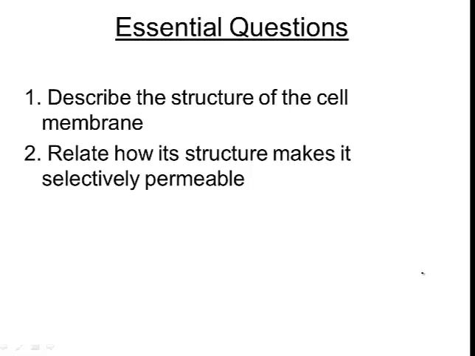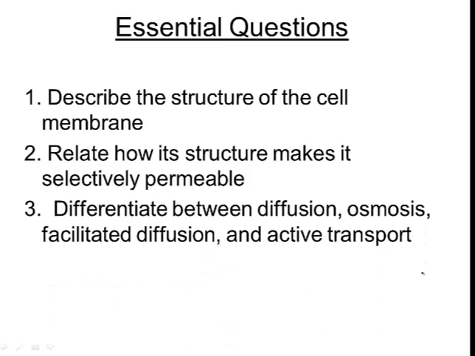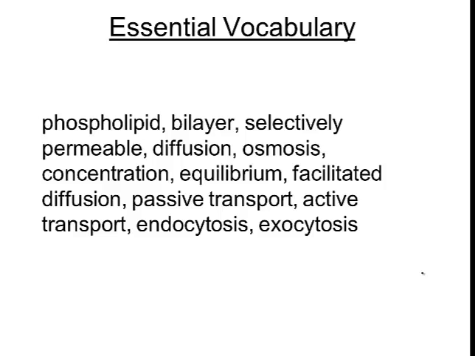Okay, we'll relate how the structure of the cell membrane makes it selectively permeable. So what is it about it that makes it selectively permeable? And then we're going to talk about the different types of diffusion, osmosis, facilitated diffusion, and then specifically active transport. So we've got quite a bit of vocabulary in here, but some of the words are going to make sense. Some of them you have seen before. You've probably all heard of osmosis before. And diffusion, we'll talk about what passive and active actually mean as we go through these notes.